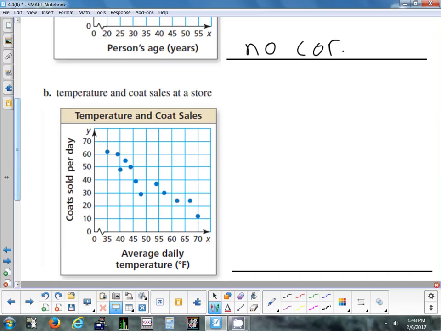So now it looks like there's a pattern here. We just have to describe it. Positive correlation, negative correlation, or no correlation? Marissa? Yeah, that's a negative correlation. Now, can somebody explain to me what that means here? What does it mean that there's a negative correlation between temperature and buying coats?